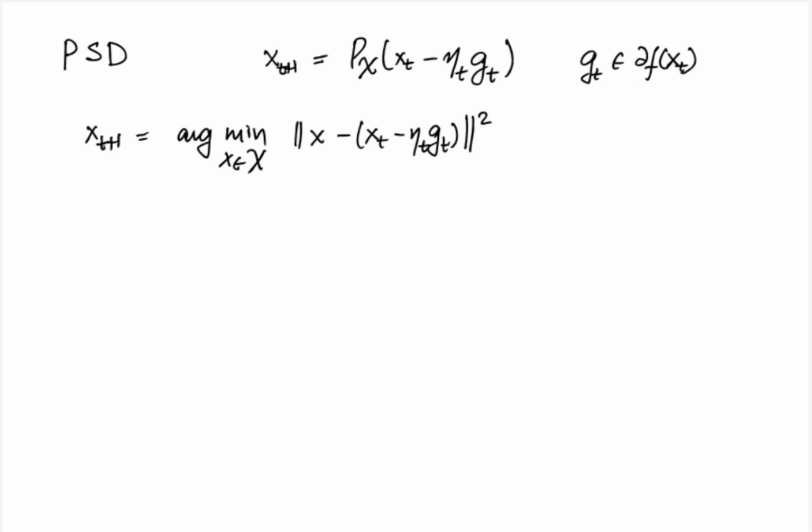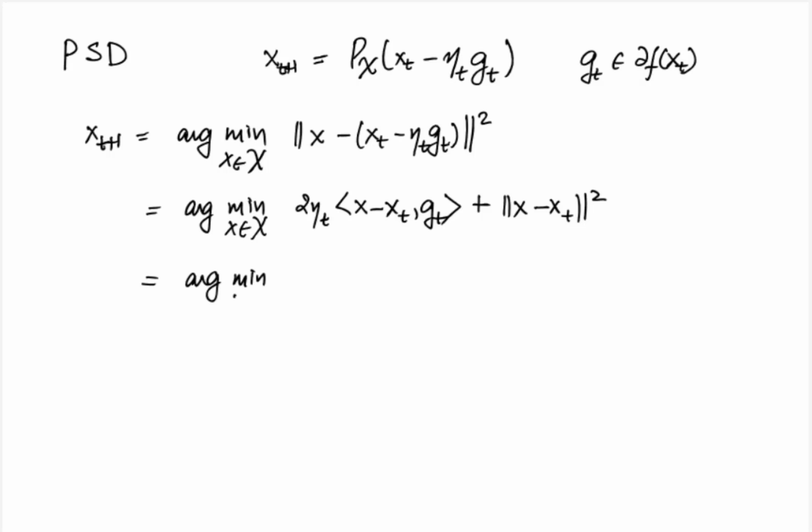In the projected subgradient method, this norm is an inner product norm, so we can expand this and drop the constant terms so as to obtain argmin over x in calligraphic x of 2 eta_t inner product of x minus x_t comma g_t plus norm square of x minus x_t. Then we can scale the objective and add other constant terms so as to write it as argmin over x in calligraphic x of f of x_t plus inner product of g_t comma x minus x_t plus 1 by 2 eta_t norm square of x minus x_t.